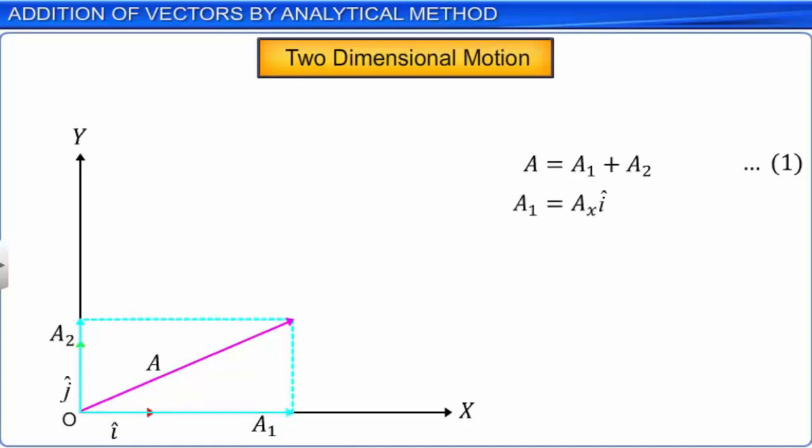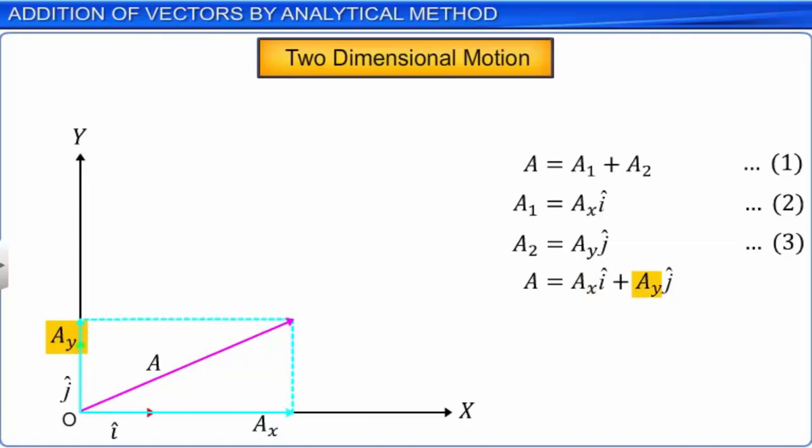Similarly, A2 is equal to AYJ. Let this be equation 3. Substituting 2 and 3 in 1, you get A is equal to AXi plus AYj. AX and AY are the magnitudes of the components of A in the x and y direction.